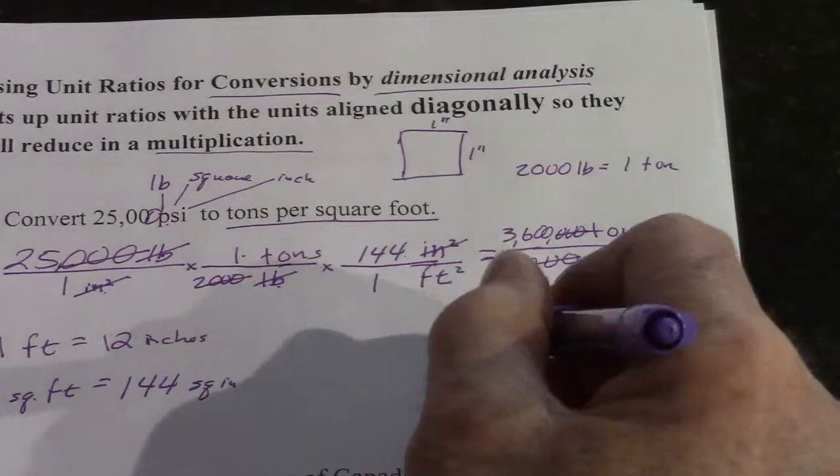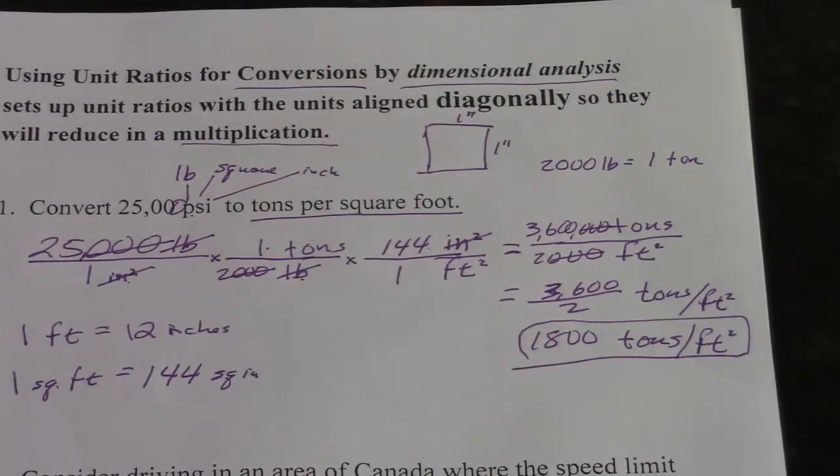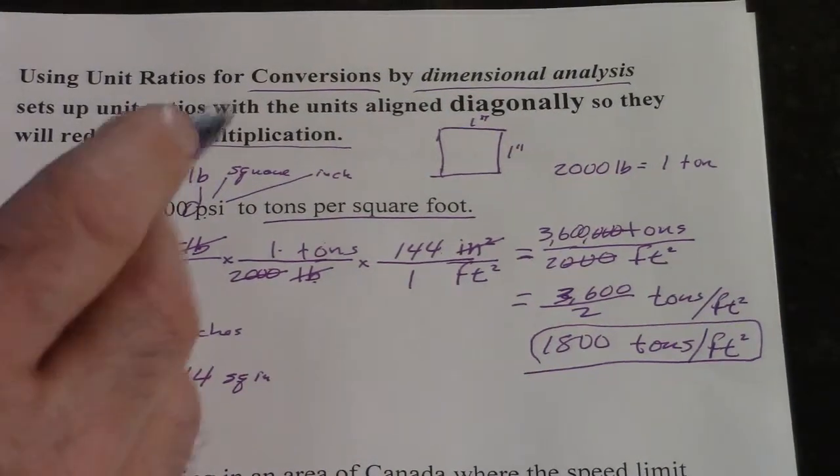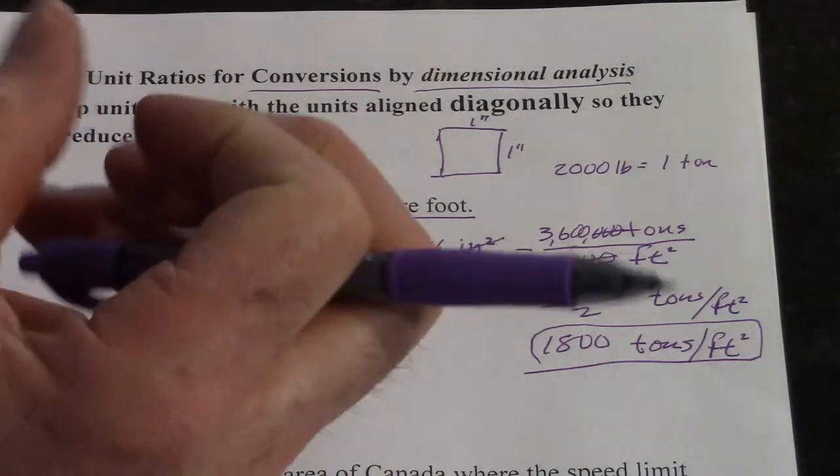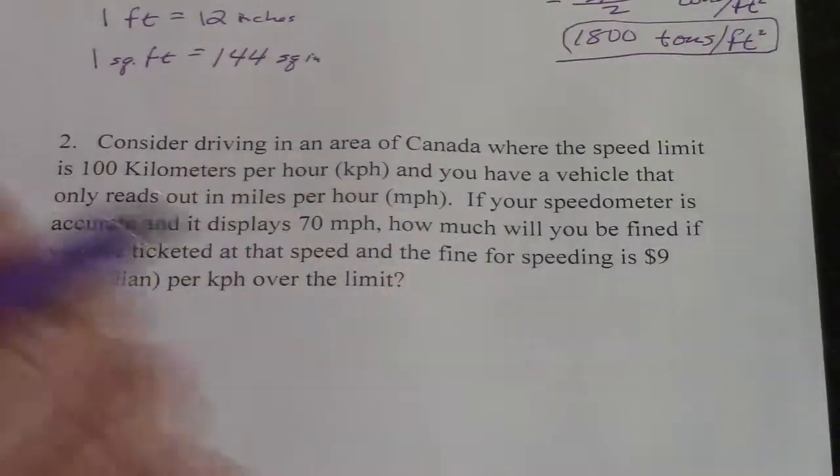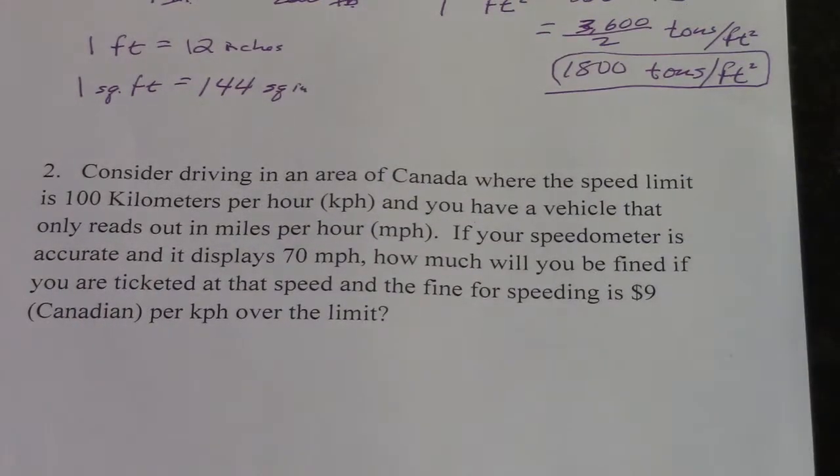That is pretty heavy. That's a lot of weight in a square foot. Well, 25,000 is a lot of pounds in a single square inch. Okay, let's look at the next problem. Now this is a little different.